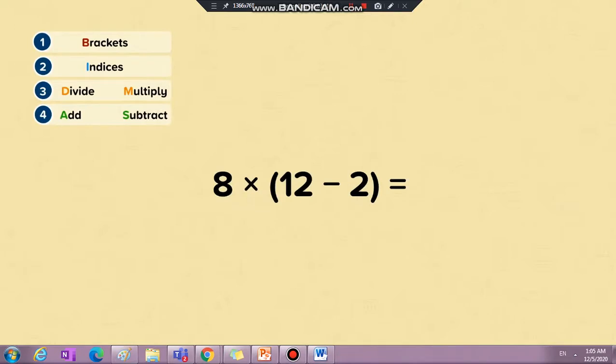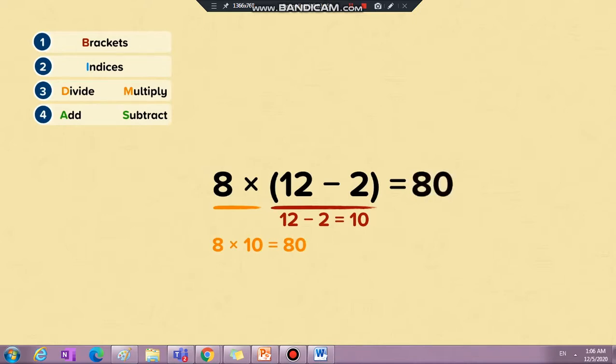Here's another example. This time we're using brackets. You'll solve the operation inside the brackets first. It's the first part of BIDMAS, it's the B. So we identify the operations, then we perform the operation inside the brackets first, and then the multiplication operation afterwards. 12 minus 2 is 10, and 8 times 10 is 80. The answer to this problem is 80.